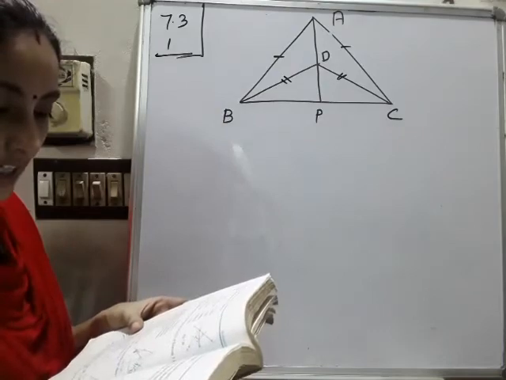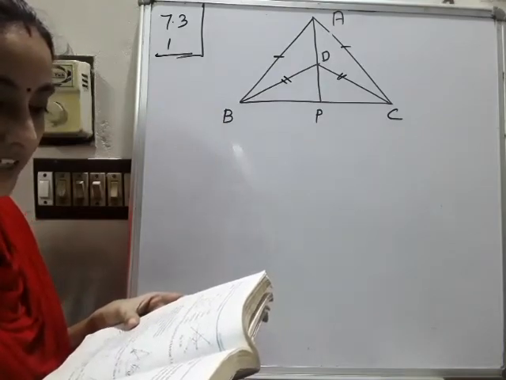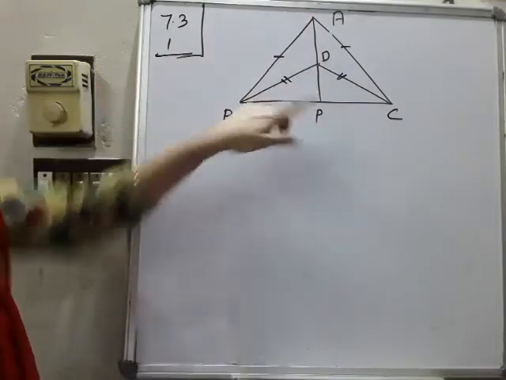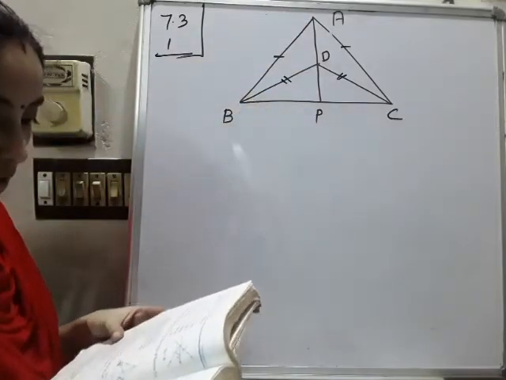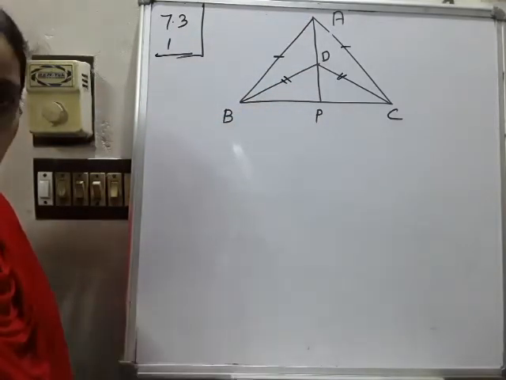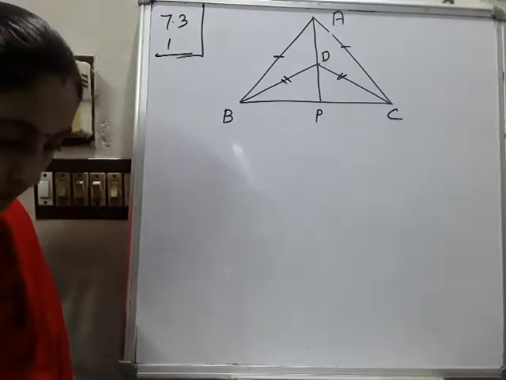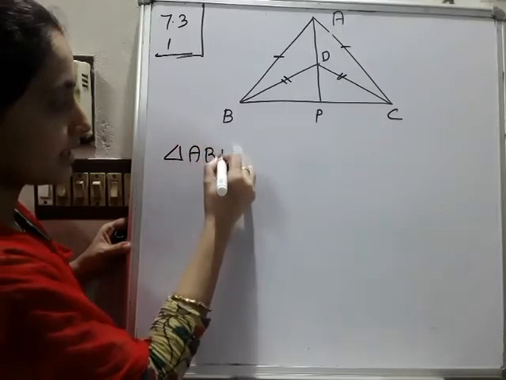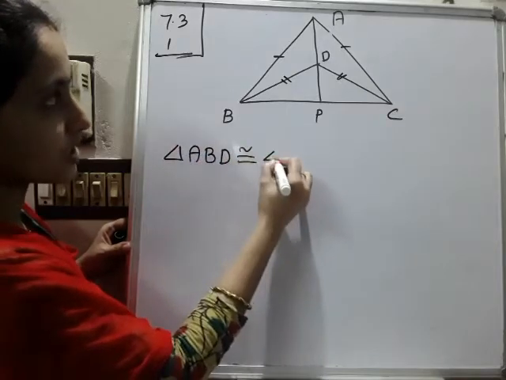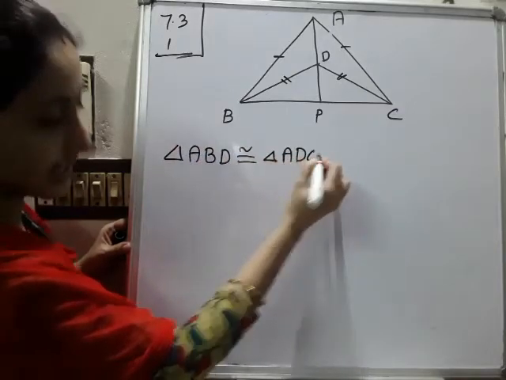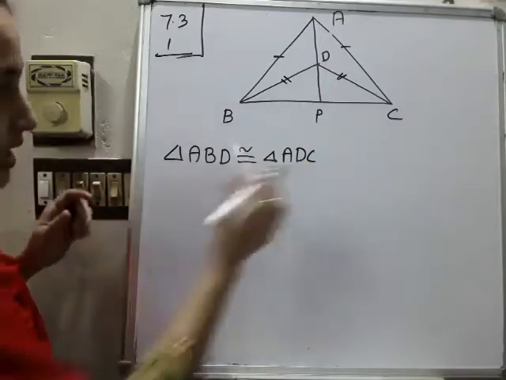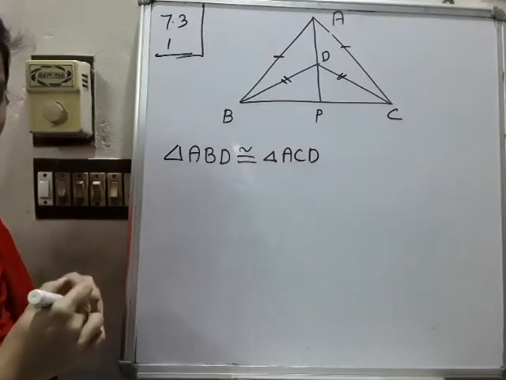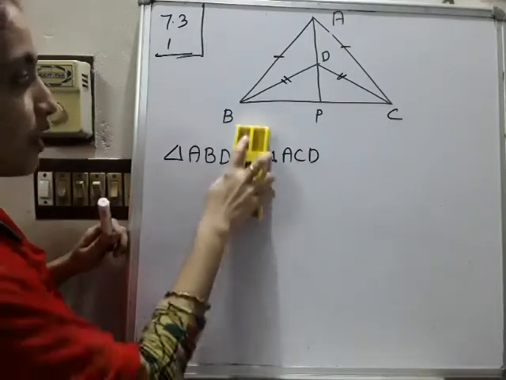Okay. If AD is extended to meet BC at P, show that, there are four conditions we have to prove. So one by one we have to prove. First one is what? Triangle ABD congruent to triangle ACD. This thing we have to prove first.